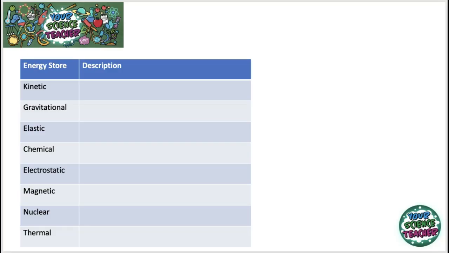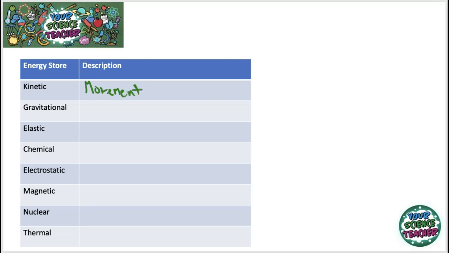So the topic of energy is going to start off by looking at the different ways that energy can be stored. And for your GCSEs, you need to know about 8 of the different types of energy stores. And the first one is kinetic, and kinetic energy is energy due to movement. So anything that is moving has kinetic energy.